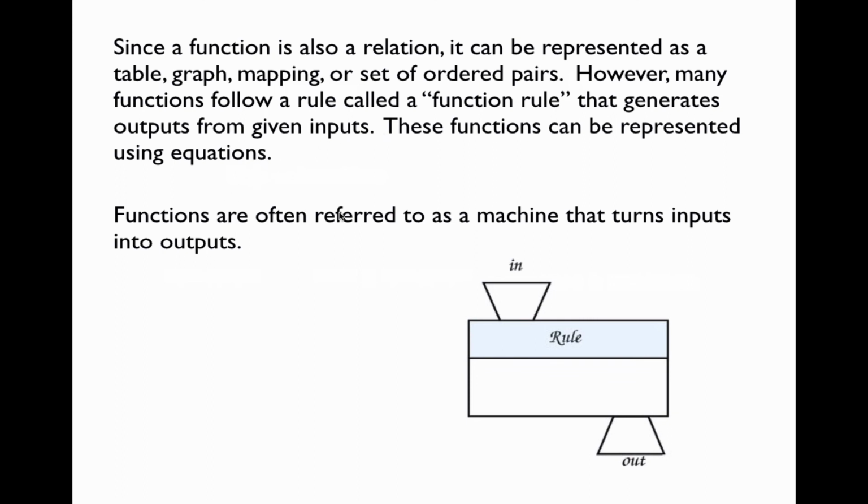Functions are often referred to as a machine that turns inputs into outputs. So in goes an input, it follows a certain rule, and out comes an output. And every time you input the same value, you get out the value that's mapped to it. So it's a machine that behaves well, or the machine that functions properly.